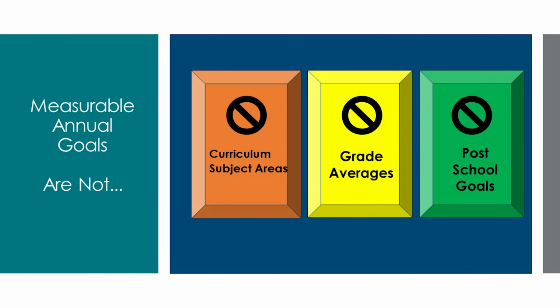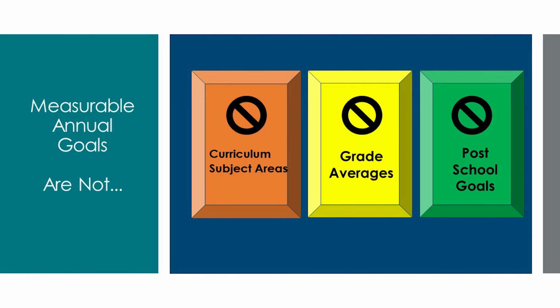Measurable annual goals are not curriculum, objectives, or subject area lessons. They are not grade averages, test scores, or passing a course. For example, it is not appropriate to write a goal that says that the student will pass Algebra 1 during this school year. Remember, goals need to have measurable, countable data that can be progress monitored on a variety of occasions during the school year.